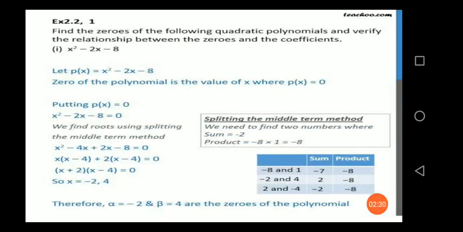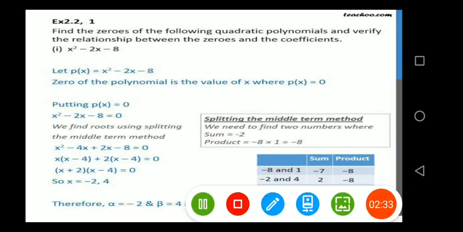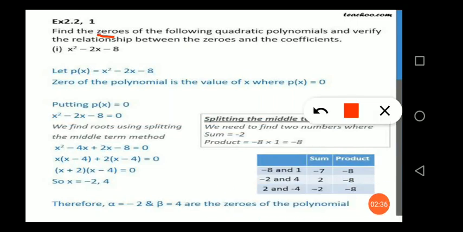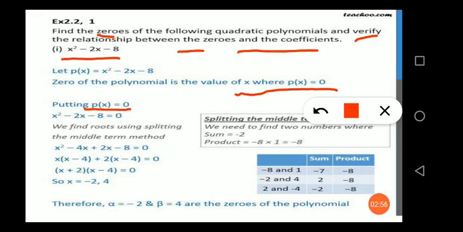Now the question, this is from our exercise. First question, find the zeros of the polynomial and verify the relationship between zeros and coefficients. The polynomial which is given is x square minus 2x minus 8. We know that zero of a polynomial is the value of x where p(x) is equal to 0. We will assume p(x) is equal to 0. And while solving, you know how to find out roots. So we are getting the roots as minus 2 and 4. So therefore, let's take alpha is equal to minus 2 and beta is equal to 4 as the two zeros of the polynomial.